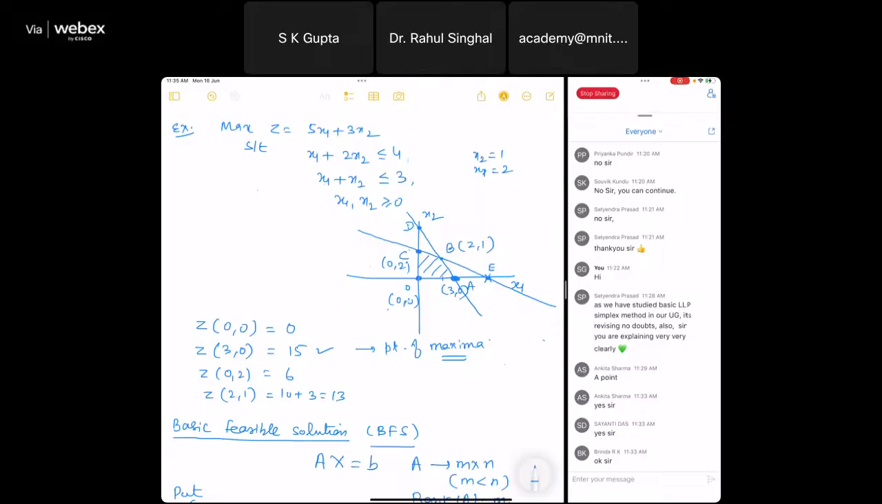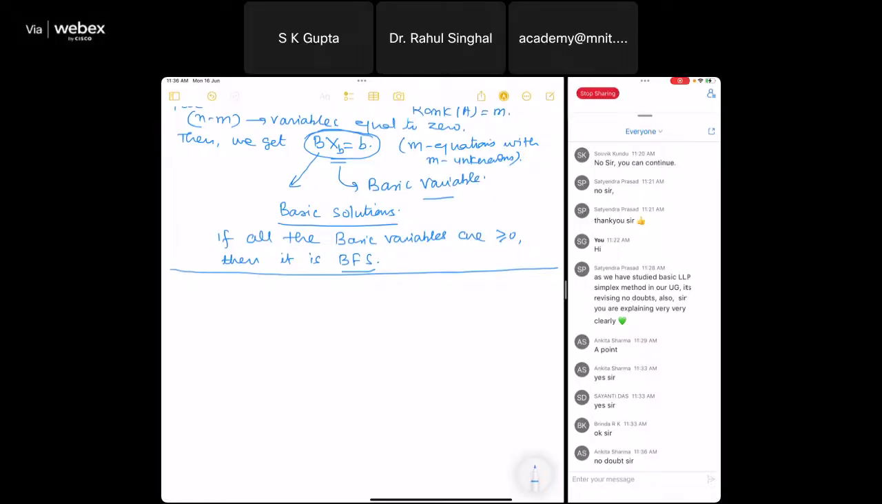So let us take one simple example to understand how the simplex method works, right? However, we can solve the same problem using the graphical method as well, but this is just an illustration of how to solve such a problem using the simplex method, right? So first of all, this is a linear programming problem.